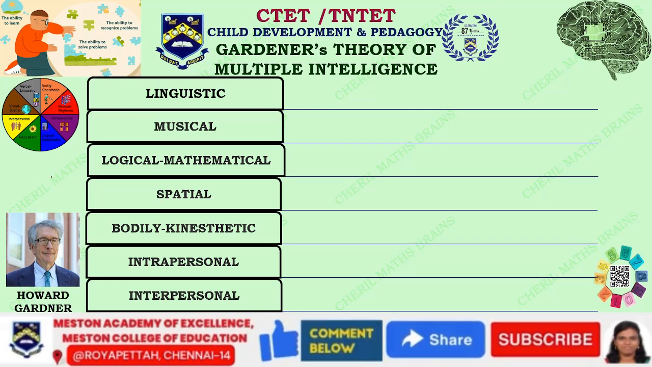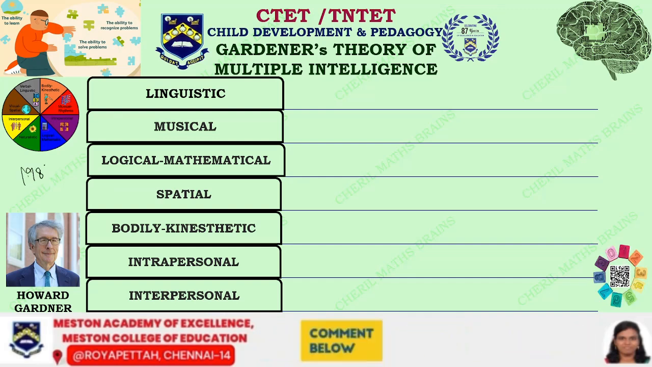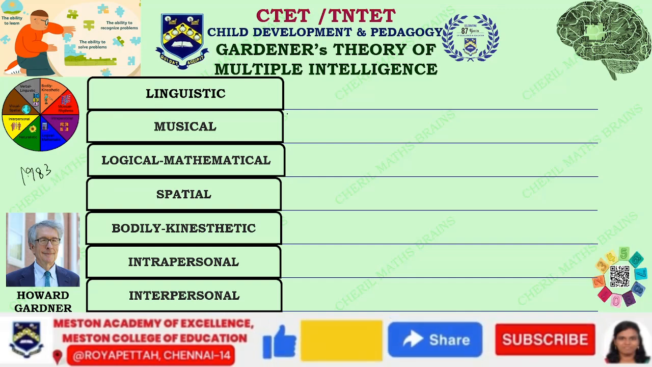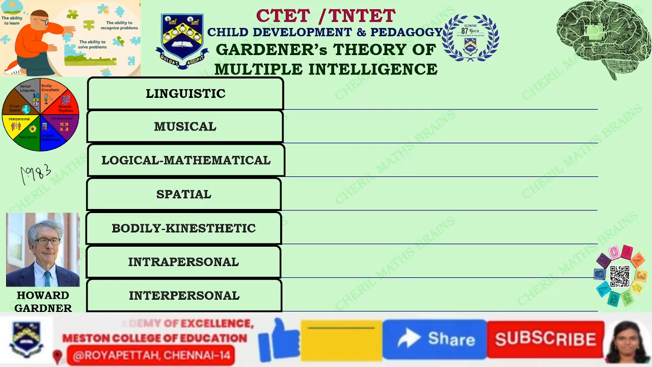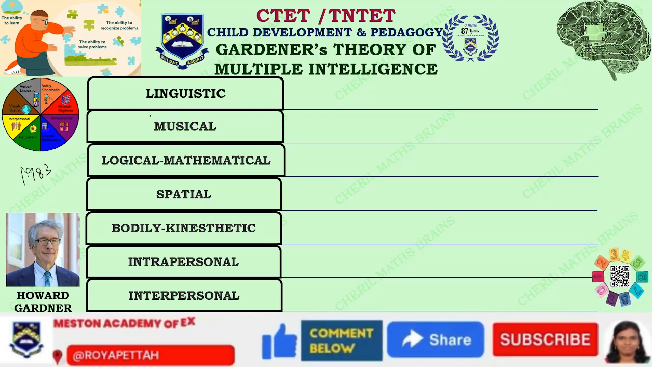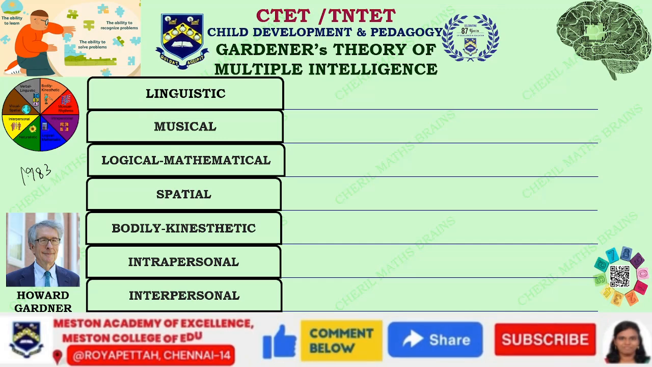All these are what he gave in the year 1983: linguistic, musical, logical-mathematical, spatial, bodily-kinesthetic, intrapersonal, and interpersonal. All these types of intelligence he spoke about. Already we are familiar with a few of these names if you have really gone through the previous videos. If you have missed out, it will be difficult for you, so please listen to those videos also.